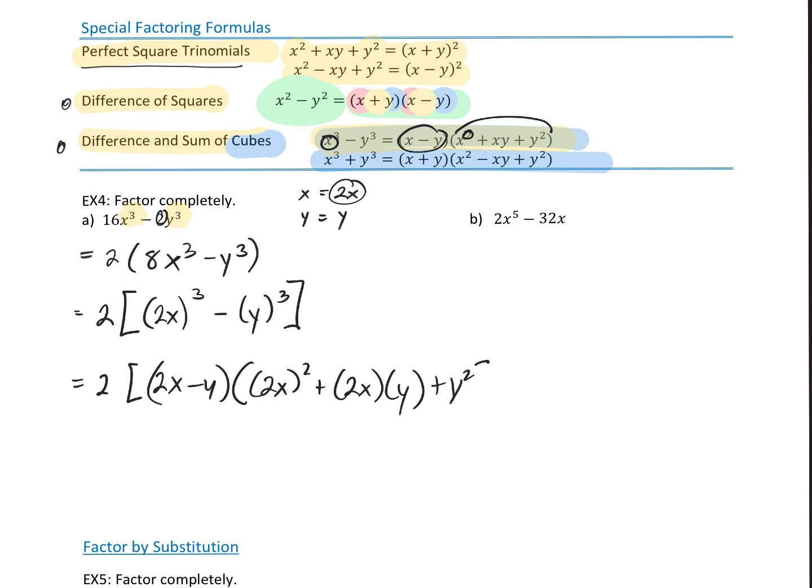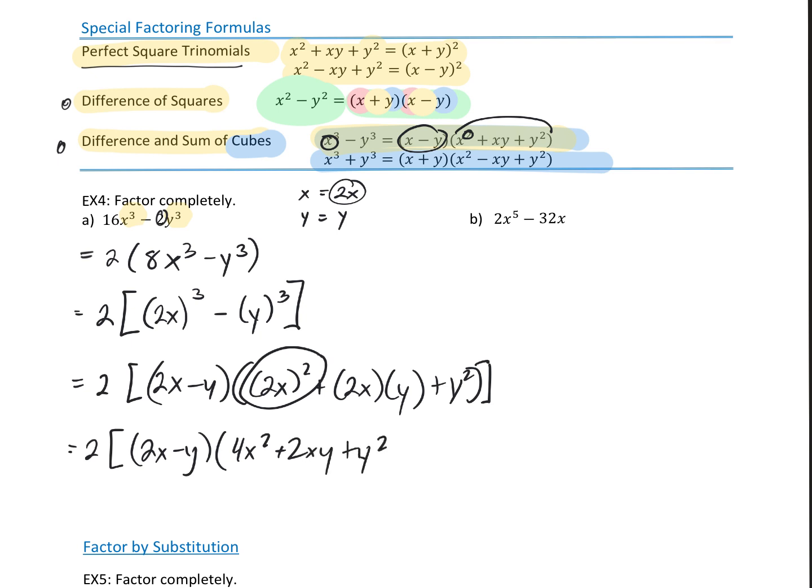And then we're done. That is our term. So the last thing you might want to do is square that out. So that's going to be 2x minus y times 4x squared plus 2xy plus y squared. Again, this was basically just plopping items into a formula. So that's the main difficult part, is remembering what the x is and then remembering what the y's are.